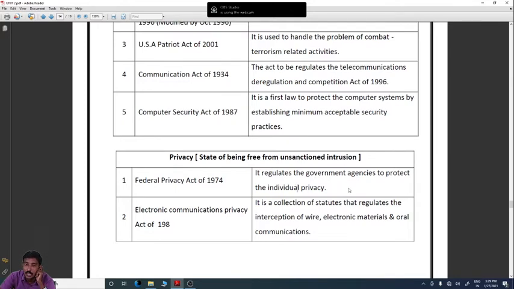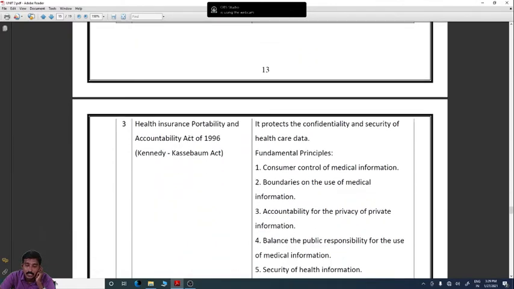It regulates the government agencies to protect individual privacy. And the Electronic Communications Privacy Act of 1986 is a collection of statutes that regulates the interception of electronic materials and oral communications. And the third one is the Health Insurance Portability and Accountability Act of 1996.